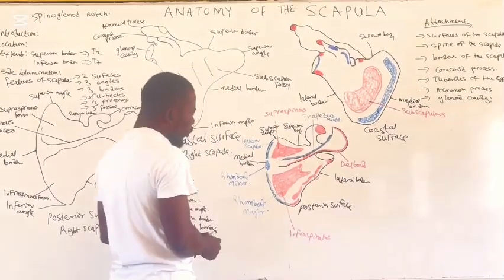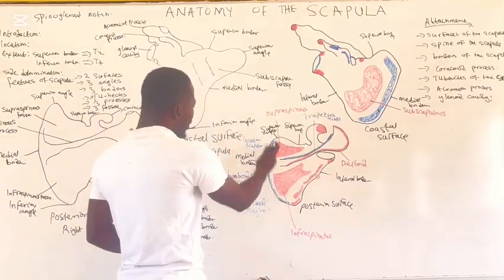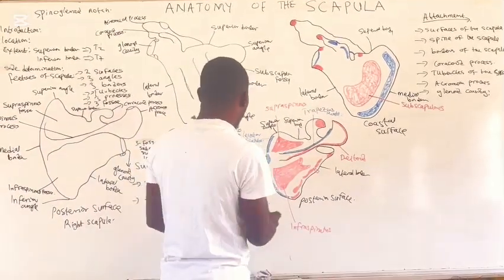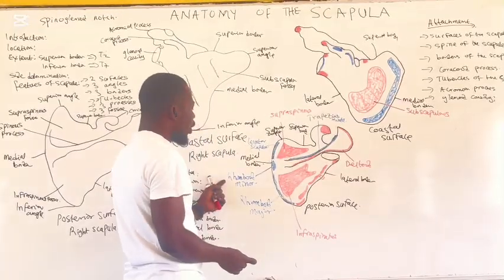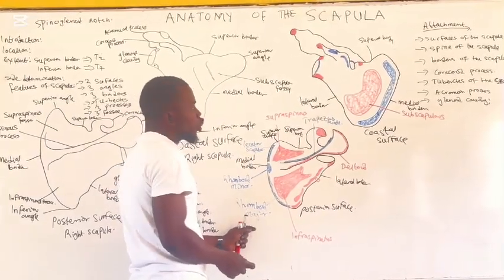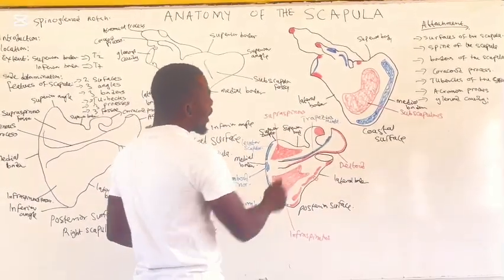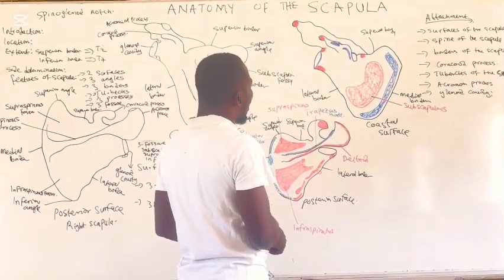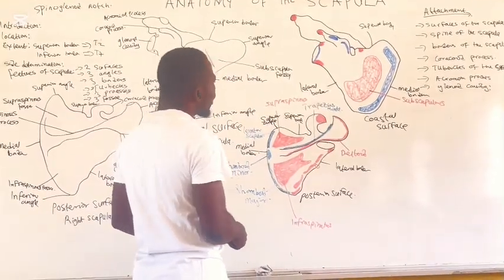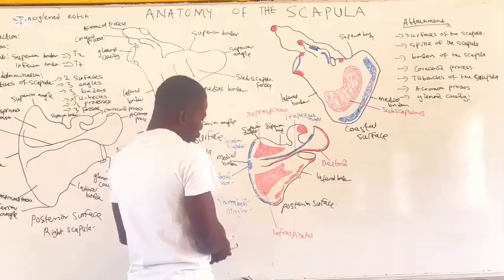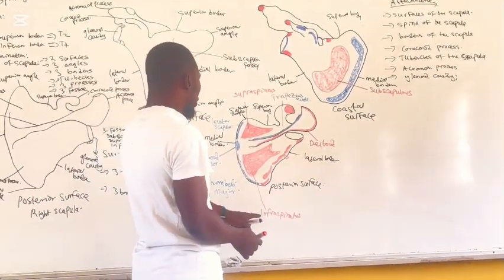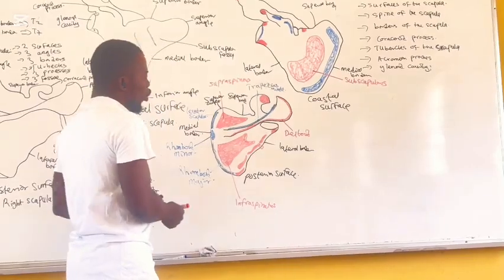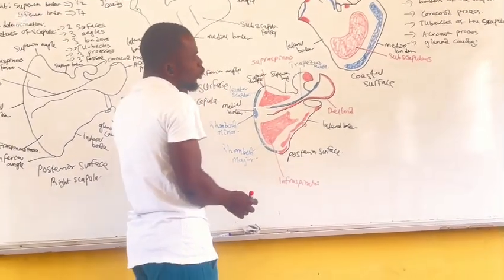So, on the posterior surface of the scapula, the medial border gives insertion to three muscles: levator scapulae, rhomboid minor, and rhomboid major. That is about the insertion on the medial border. Now, the lateral border. The lateral border of the posterior surface of the scapula gives origin to the following muscles.